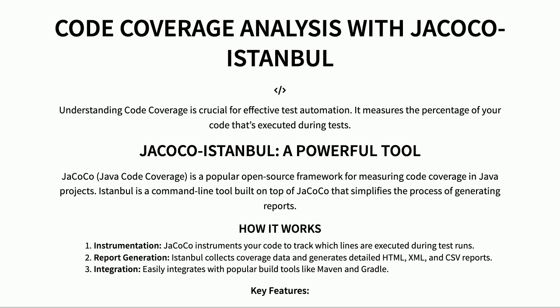It works by instrumenting the code, meaning it adds some tracking to help identify which lines are executed. Then, Istanbul takes over and generates beautiful reports that give us a clear picture of where we're doing well and where there might be gaps in our testing strategy. It integrates seamlessly with tools like Maven and Gradle, making it super easy to add to your continuous integration process.